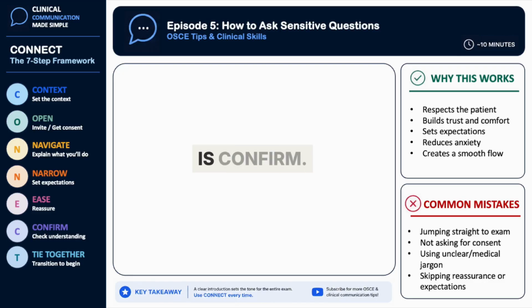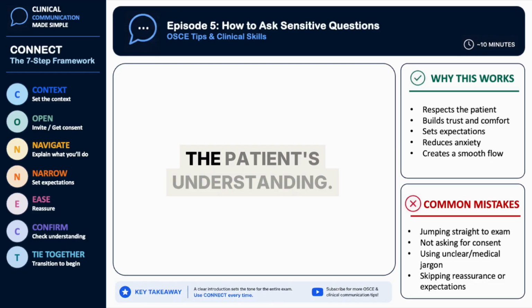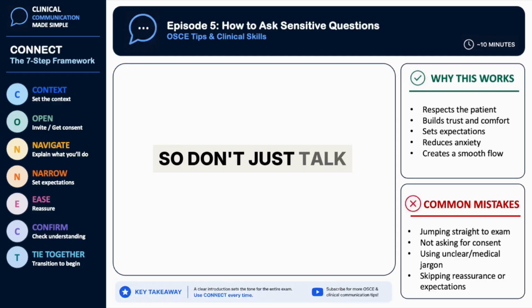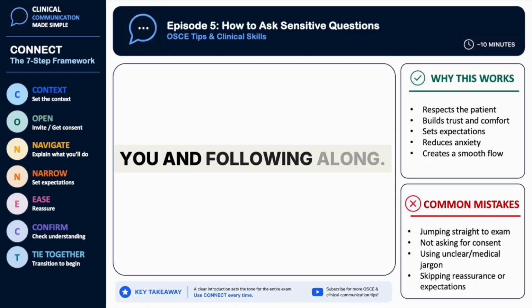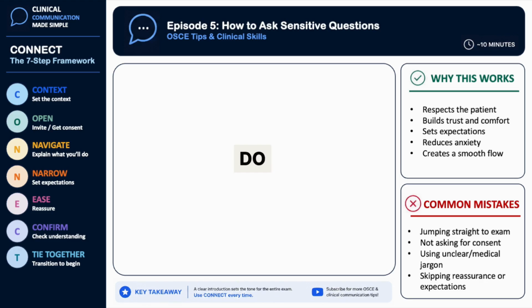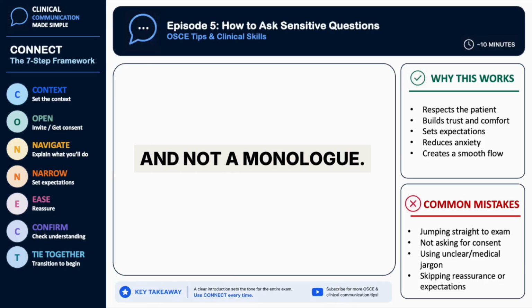Step 5 in our framework is confirm. This is where you're going to check the patient's understanding. So don't just talk to them, make sure they're with you and following along. The soundbite might be, does that make sense? Do you have any questions for me about that? This turns the explanation into a conversation and not a monologue.